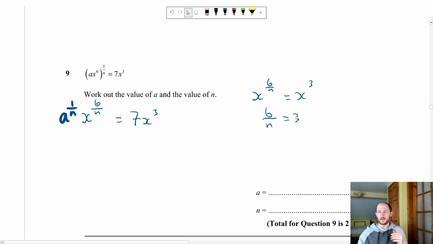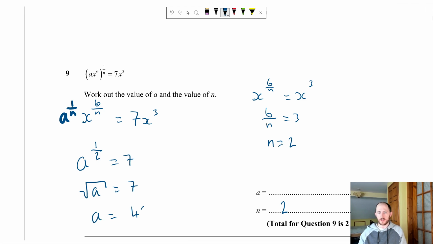Now 6 divided by what will give me 3? Well, that will be 2. And the reason for that is because these two things are equal here, the indices must be the same. Okay. Now you could rearrange this for n, by the way, or you can use the logical way here. Now, that also means the stuff in front has to be the same. So a to the power of 1 over 2 in this case equals 7. Well, what does it mean when we have a power of a half? It means we have the square root of a equals 7. Square both sides and we get a is equal to 49, and that is our final answer.